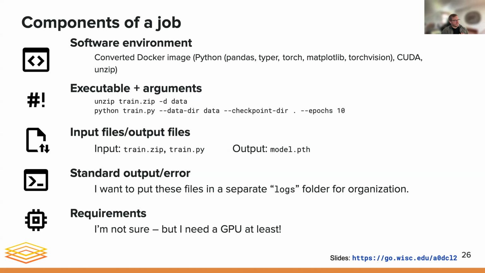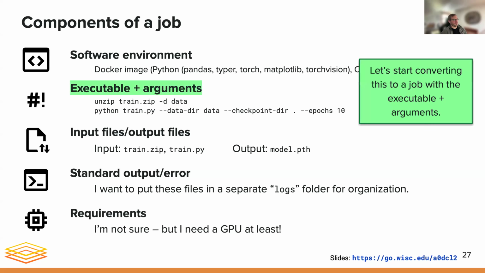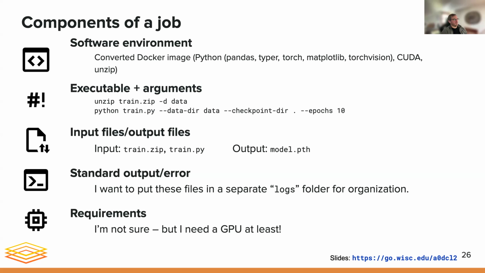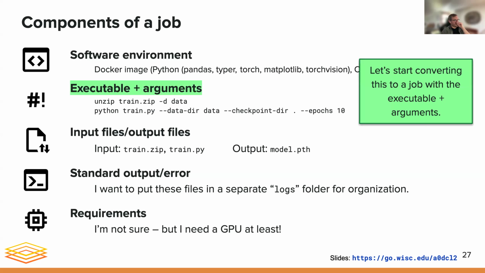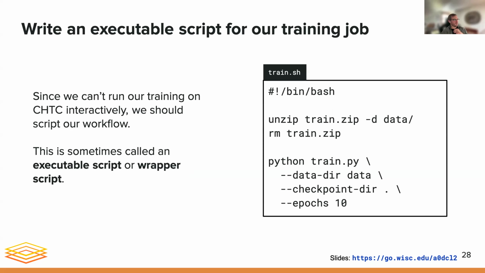So now we're going to talk through each of these and define how we describe them to HTCondor in order to create this description of our work to hand off to the scheduler. We already did the software environment piece. So let's start converting the executable and the arguments section into something that Condor can run.